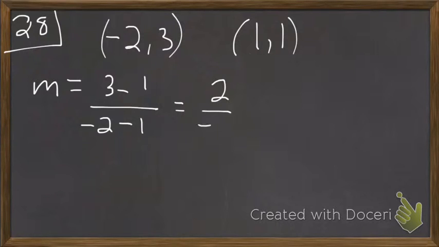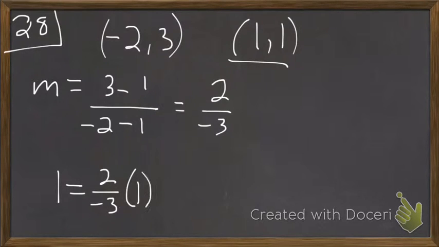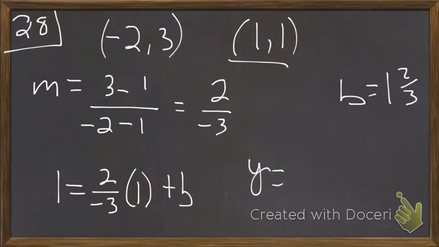And I got 2 over -3. So then I would pick out a point that I like, and let's use (1, 1). y equals mx plus b. So b equals 1 2/3. So y equals -2/3 x plus 1 2/3.